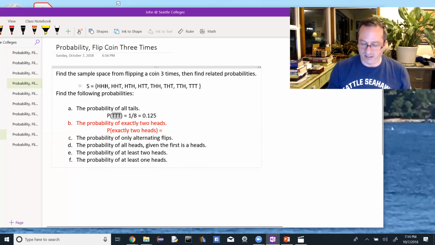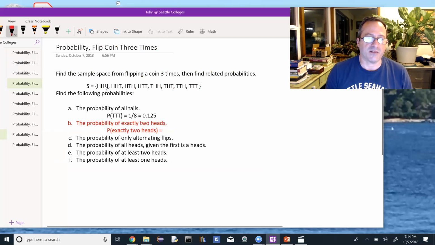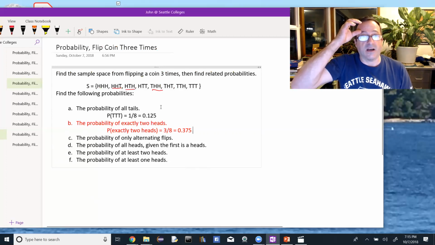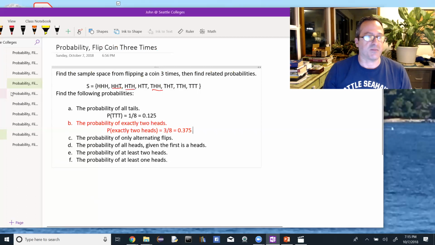Exactly 2 heads. So I go upstairs here. That first one doesn't count because it has 3. That guy has exactly 2. That guy has exactly 2. That guy has exactly 2. And none of the other ones have exactly 2. So this is 3 out of 8. And again, I probably would avoid crossing them out because you're going to want to use them in the next problem. If you do cross things out, then sometimes it's helpful to rewrite the sample space.